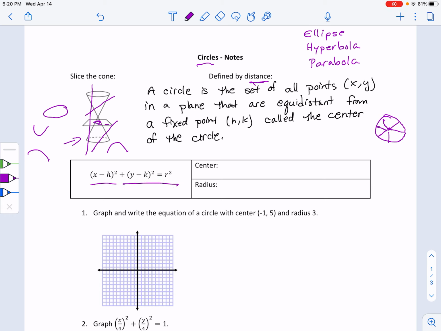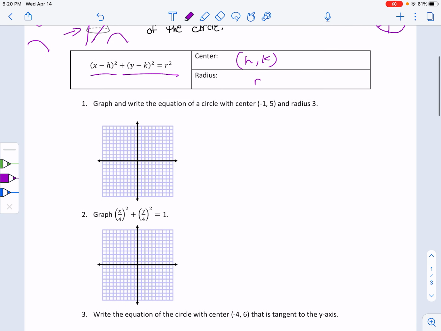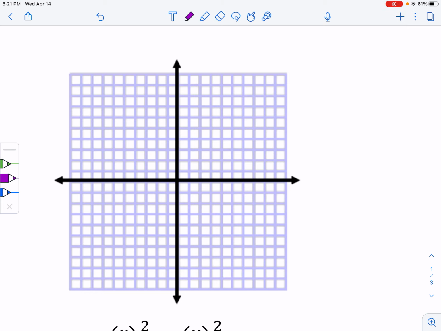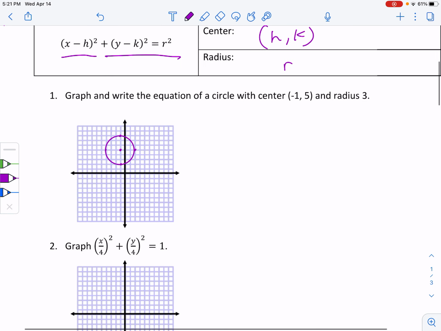Here's your equation for a circle. h, k is the center. r is the radius. All right. So the first thing it asks us to do is graph and write the equation of a circle with a center at -1, 5 and a radius of 3. Okay. So I went over here to -1, 5. And then I go out 1, 2, 3, 1, 2, 3. So I can get my circle. And what's fun, because we're on Notability, is if you draw it, it makes the circle for you. I love that. Okay, so there's my circle.